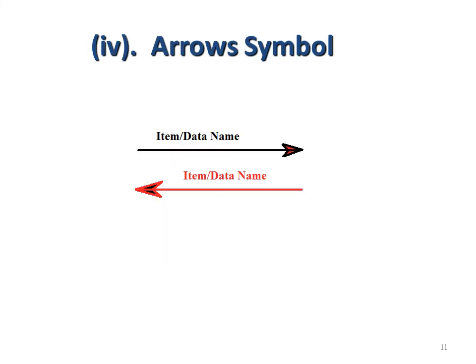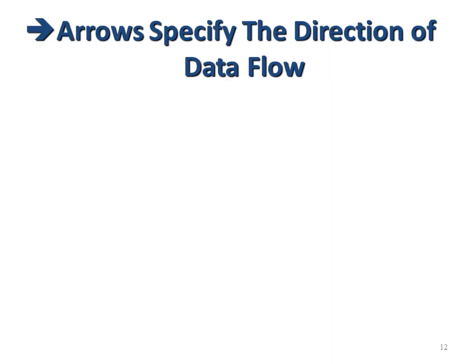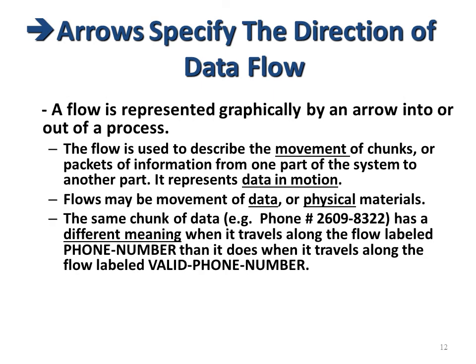The arrow means the data, the name of the data, and it specifies the direction of the data flow. A flow is represented graphically by an arrow into or out of a process. The flow is used to describe the movement of chunks or packets of information from one part of the system to another part. It represents data in motion.